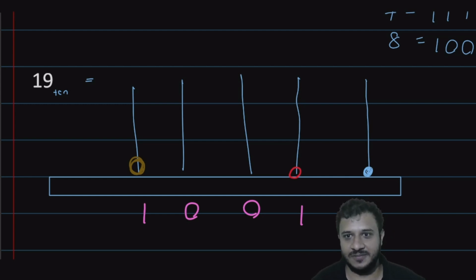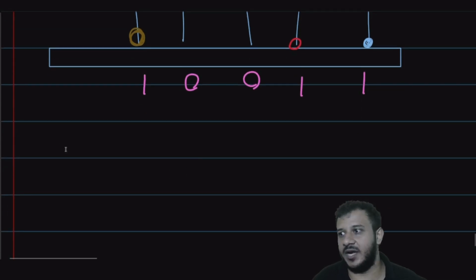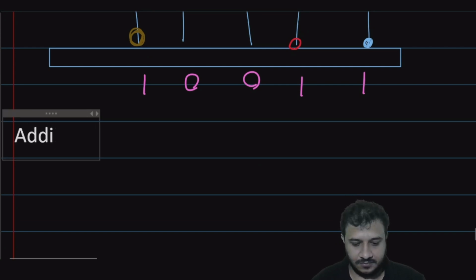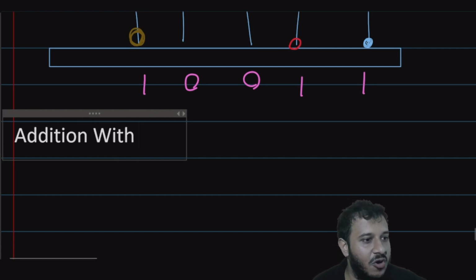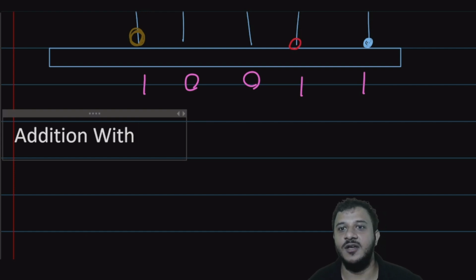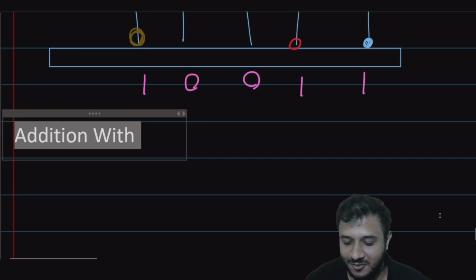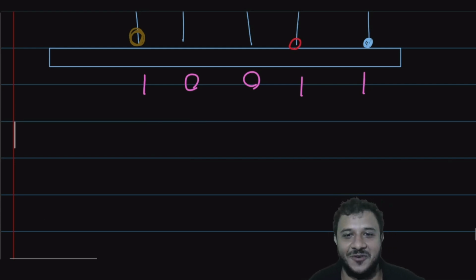No doubts? Alright. Then let's write down addition with binary numbers. Oh, sorry, I have gone over what we are supposed to, right? Sorry for that. Don't write addition with binary numbers. Let's have a break for today.